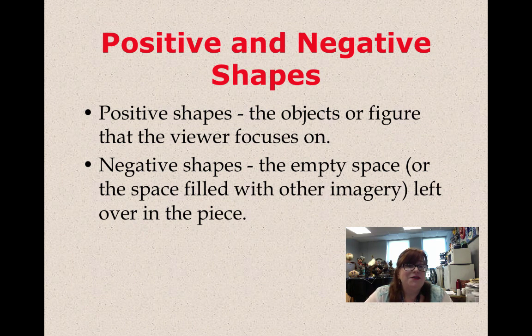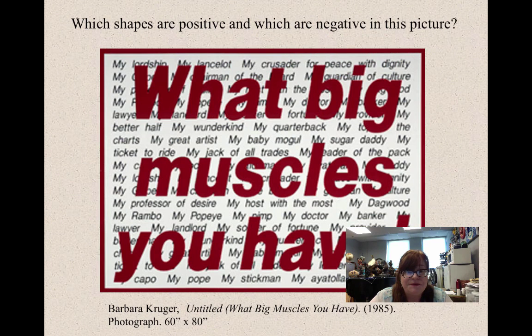So then we also have positive and negative shapes. And positive shapes are the objects or figures that the viewer focuses on. And negative shapes are the empty space or the space filled with other imagery that are left over in the piece. So let's look at some of those.